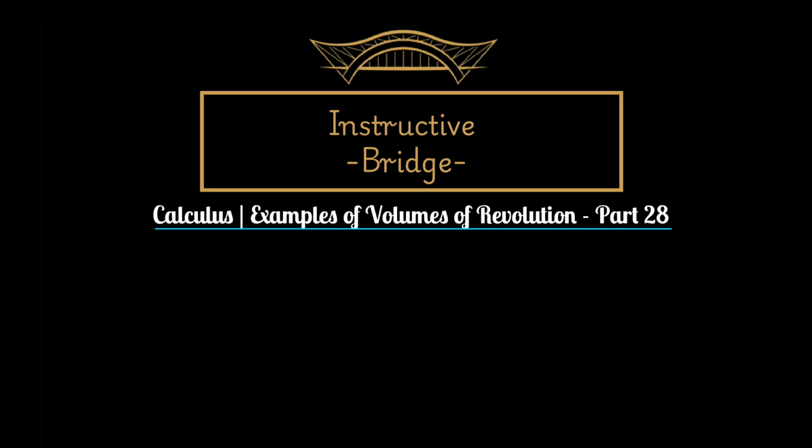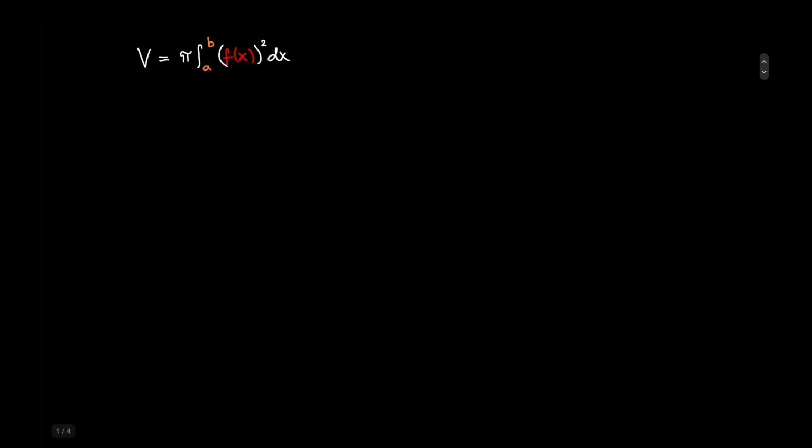In the last video, we spoke about the intuition behind volumes of revolution, and the end result we got was a formula for calculating those volumes, which is pi times the integral from a to b of the function squared dx. So today we will apply this formula and we'll take a look at three examples which describe the three different cases of volumes of revolution.